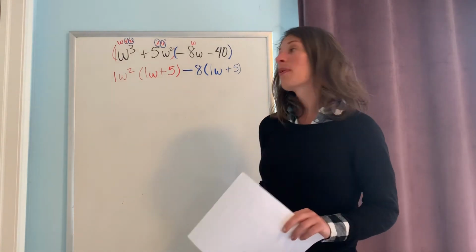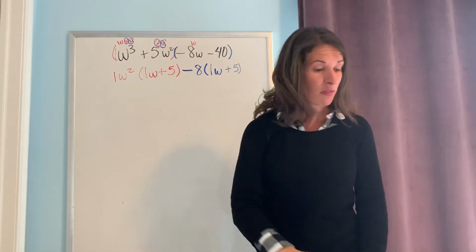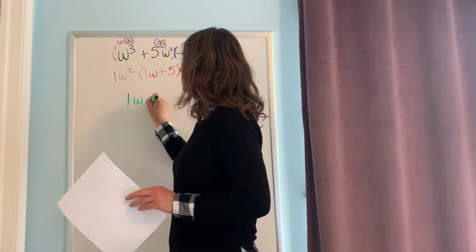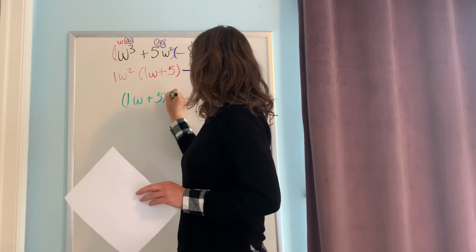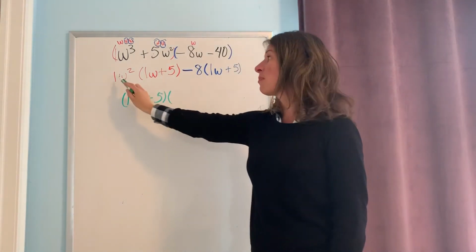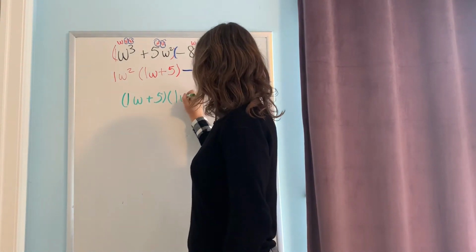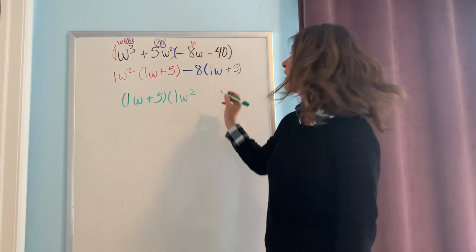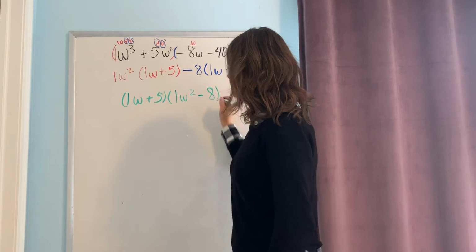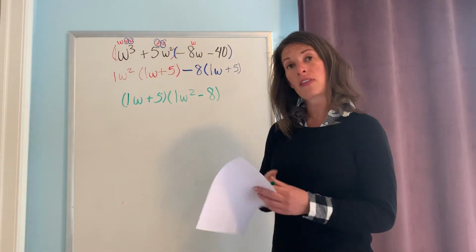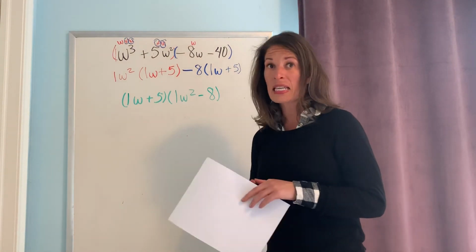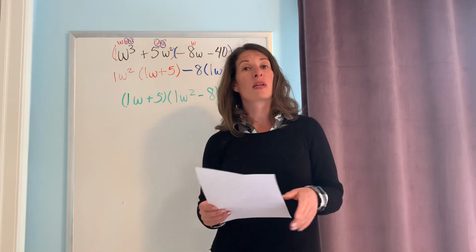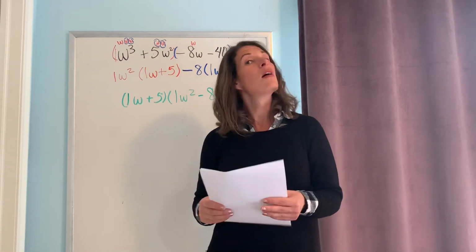So now, do my parentheses match? 1W plus 5, 1W plus 5. They sure do. That means that I did it correctly. So my terms are 1W plus 5. My 1W plus 5 is being multiplied by a 1W squared. And over here, this 1W plus 5 is being multiplied by a negative 8. So our answer is 1W plus 5 times 1W squared minus 8. And that's our answer. Please check and make sure that you do the work to make sure you know what you're doing, because this is going to go into our next lesson of factoring trinomials.